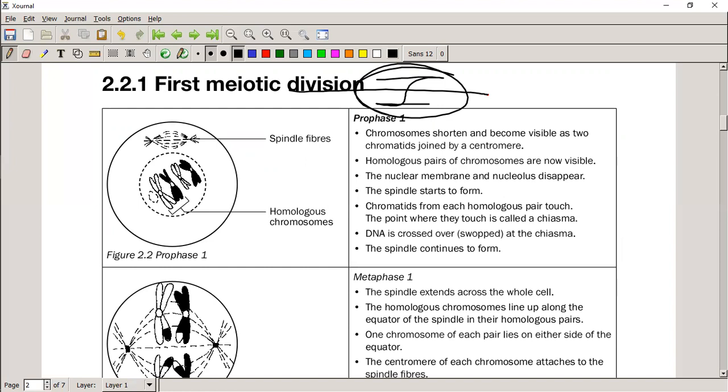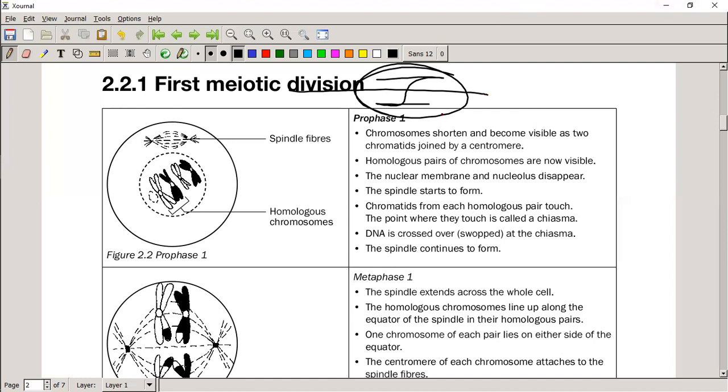Okay, so we're going to leave interphase out, but you need to know that replication has happened in interphase before we get into prophase one. Another important note: a lot of kids make a mistake with this, because they remember mitosis. So we now identify the phases here.